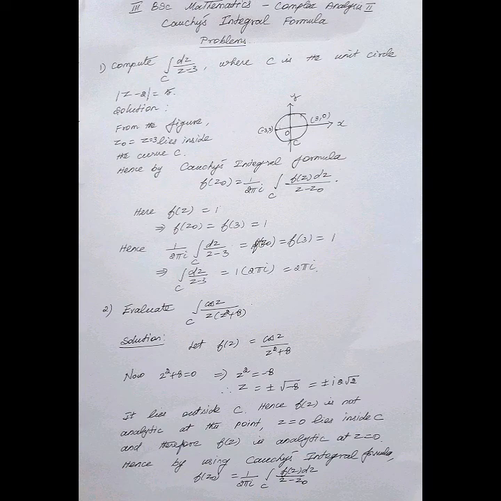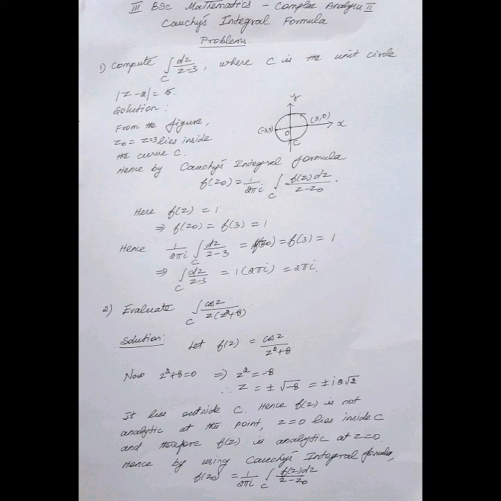Today I am going to take some problems in Cauchy's integral formula. First one, compute the integral over C of dz by z minus 3, where C is the circle mod z minus 2 equal to 5. See the diagram. Circle with center and radius. So from the diagram, z naught equal to 0 and z naught equal to 3 lie inside the curve C.